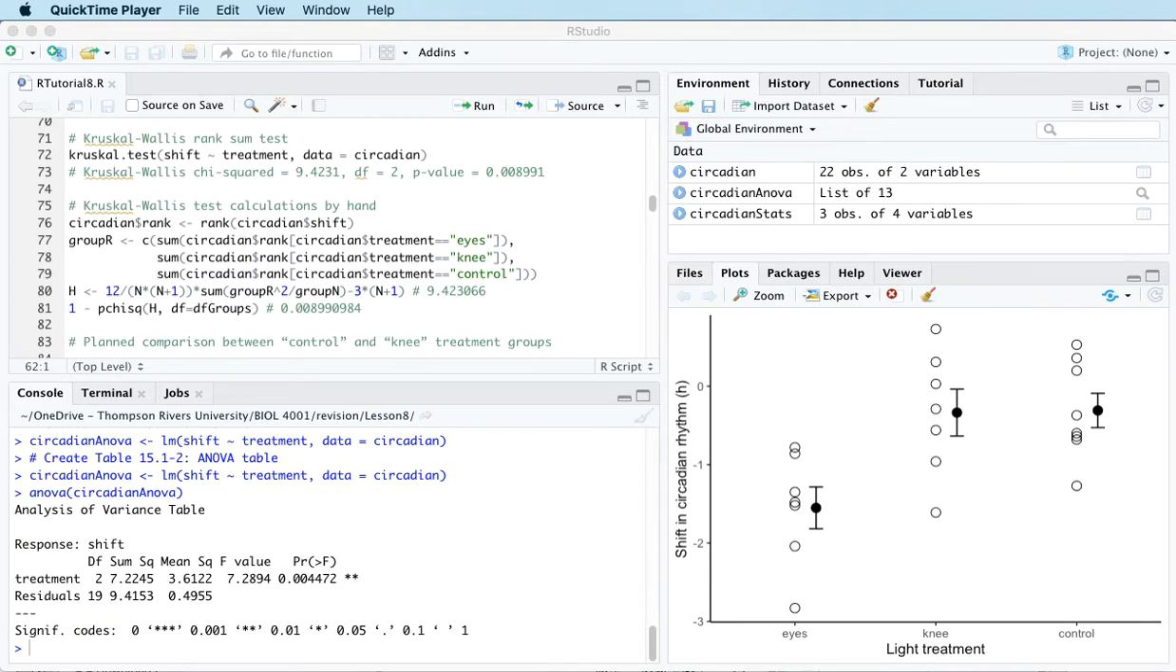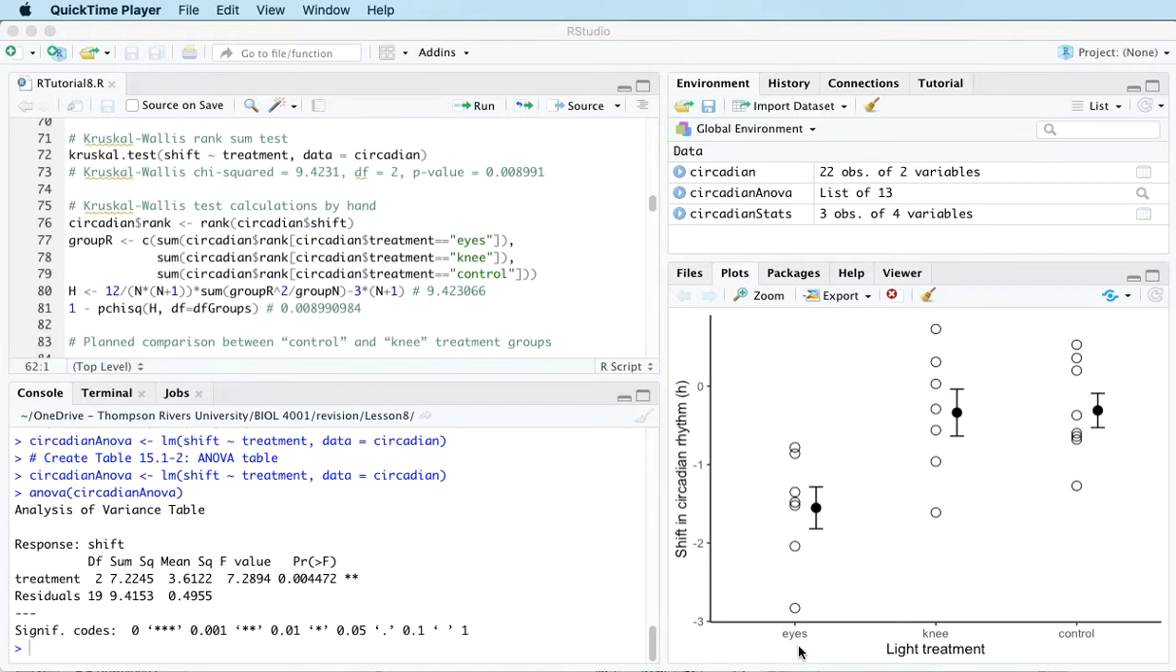In the last video, we looked at the ANOVA test, the analysis of variance test for comparing group means. And in this video, I'm going to look at a non-parametric alternative to analysis of variance called the Kruskal-Wallis test. And so we'll look at the same example, the one on the circadian rhythms, with three different treatment levels.